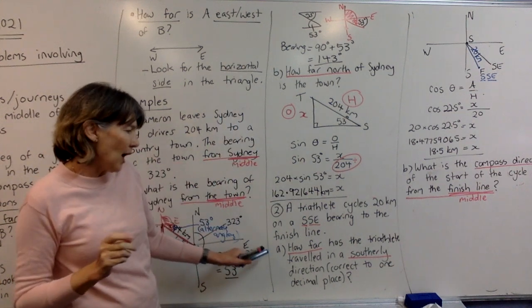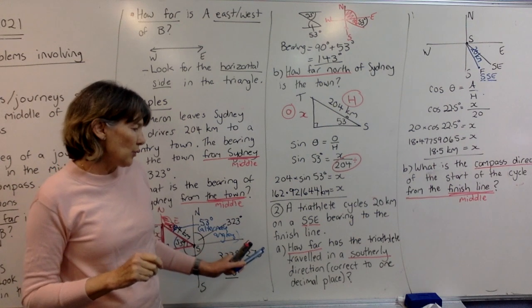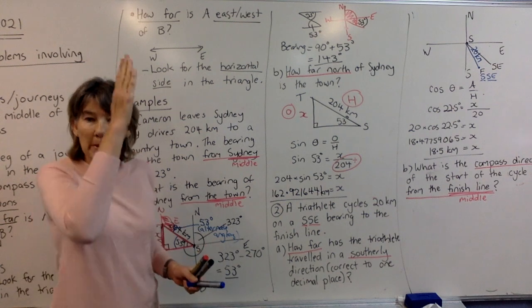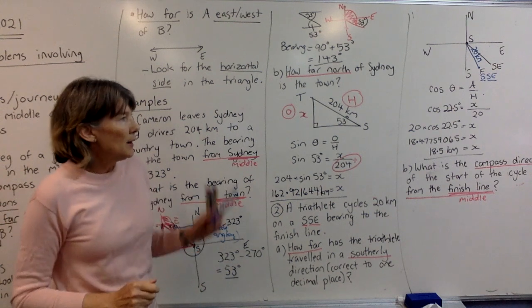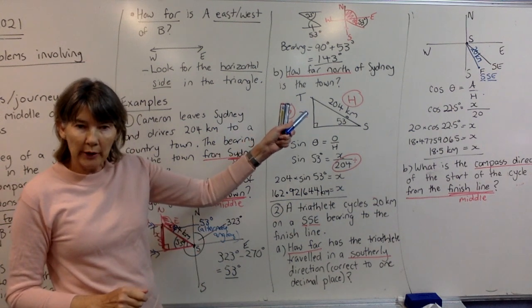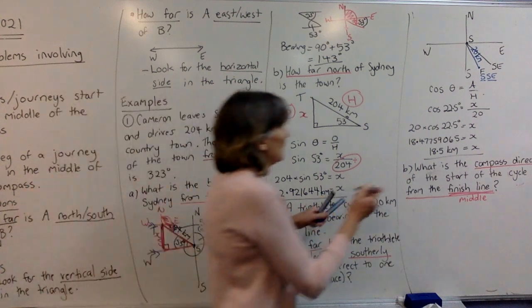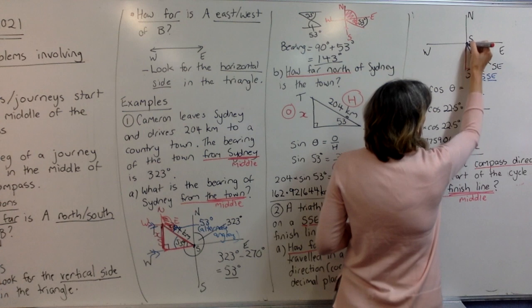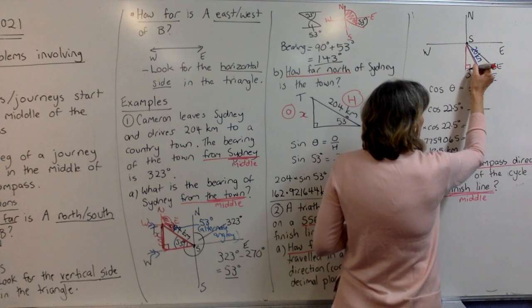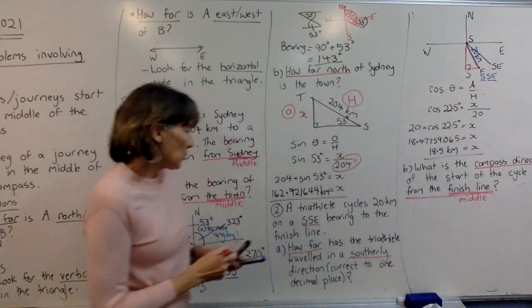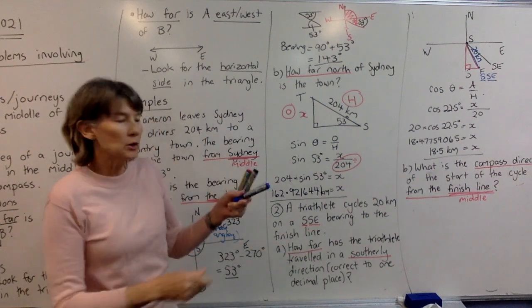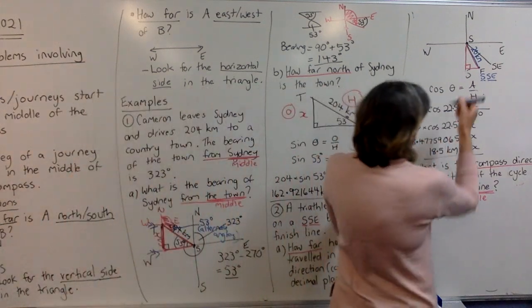Now it says, how far has the triathlete travelled in a southerly direction? So how far south is he? Remember, north-south is a vertical line, so we have to create a right angle triangle. That's the first thing. So the easiest way for me to do that is just to come from here straight across. Here's my right angle triangle. There's my right angle. And because they're asking how far south, we're looking for the vertical side. So this is where we're going to put our X.